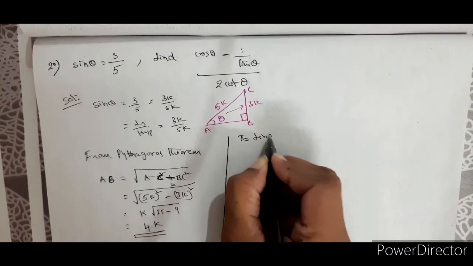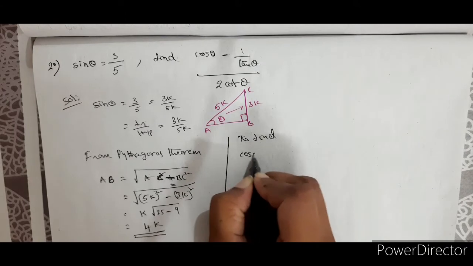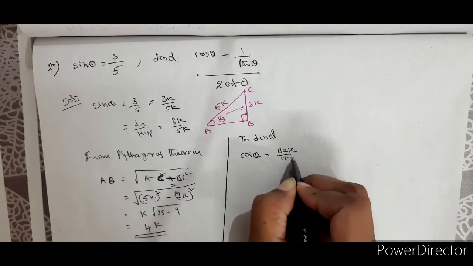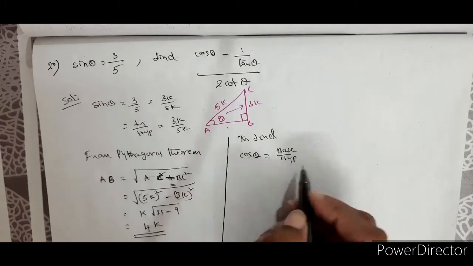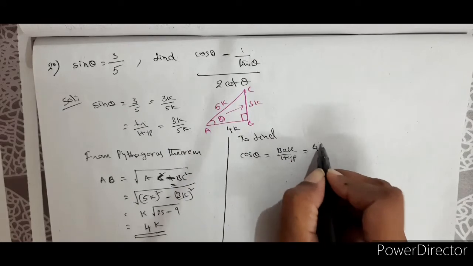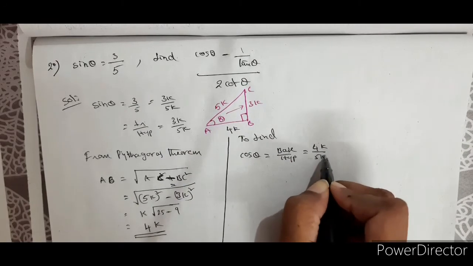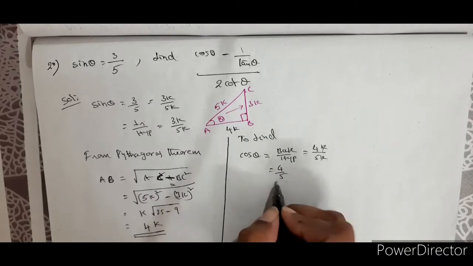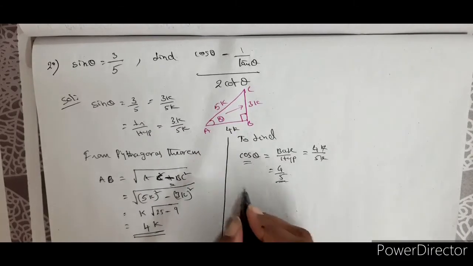To find cos theta. What is cos theta? It is equal to base by hypotenuse. With respect to this angle, this is the base. So therefore now we got it to be 4k. So 4k by 5k, k will get cancelled. That is equal to 4 by 5. Now cos theta value we got to be 4 by 5.